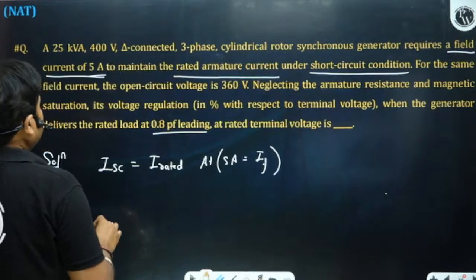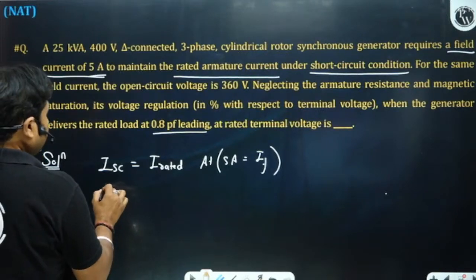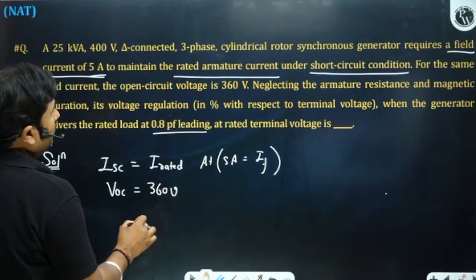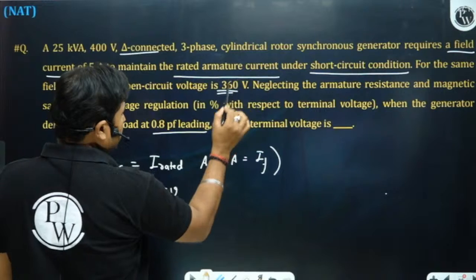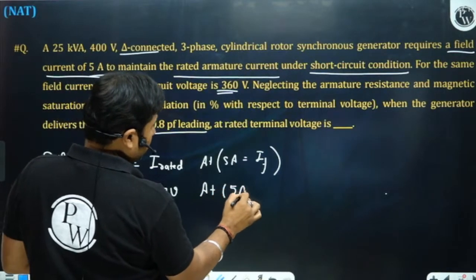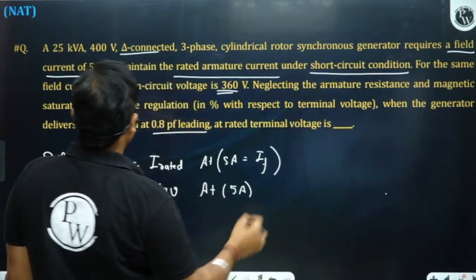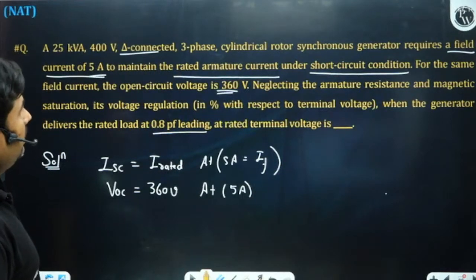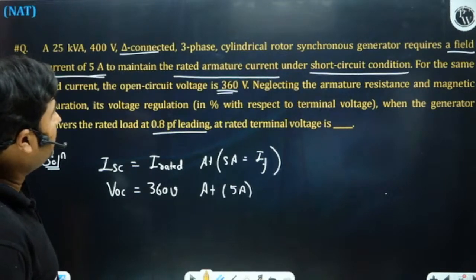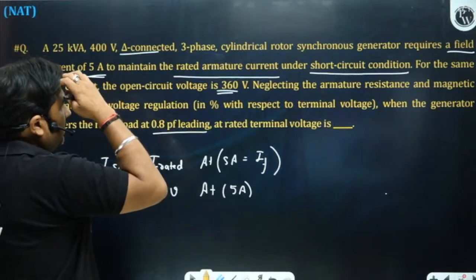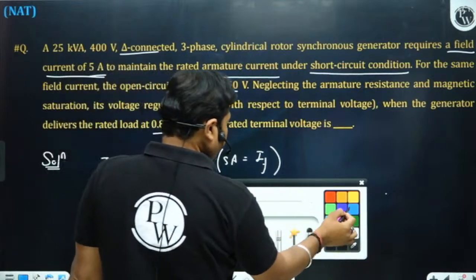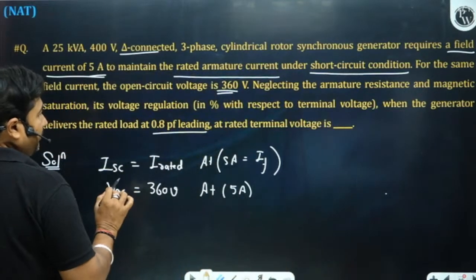Further, it is given that for the same field current, the open circuit characteristic will give 360 volts. Because it's delta connected, phase voltage and line voltage are the same at 5 ampere. At a field current of 5 ampere, rated armature current under short circuited condition. So from rated armature current, we can calculate line current and then phase current. So we need to know the per phase rated current.